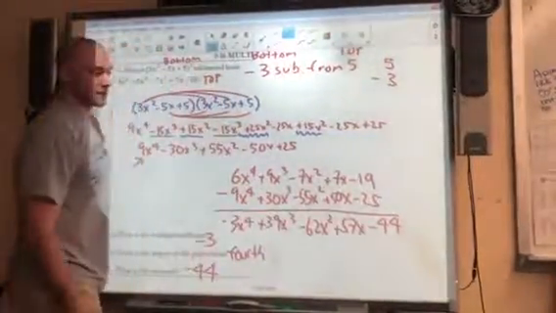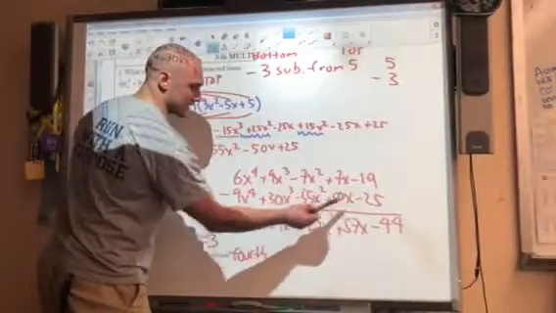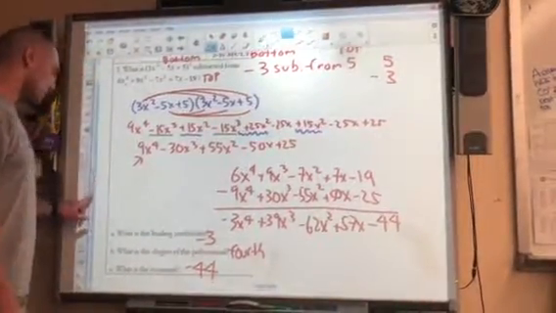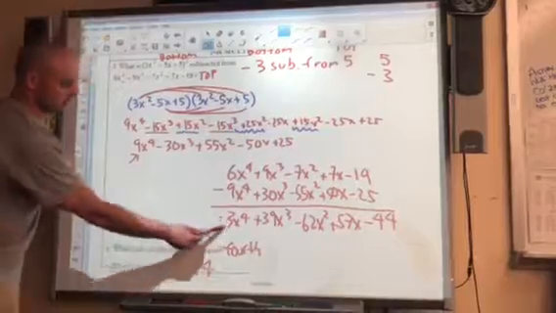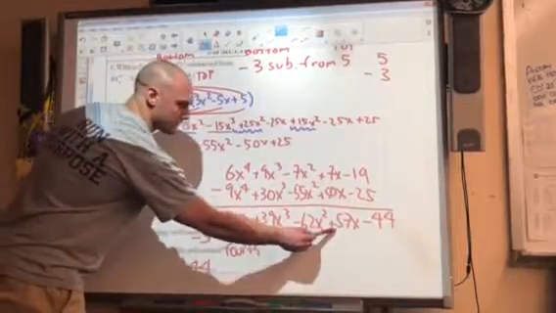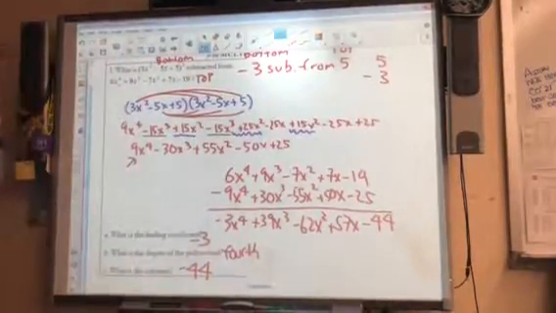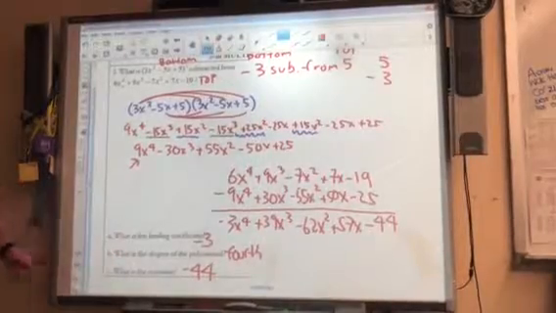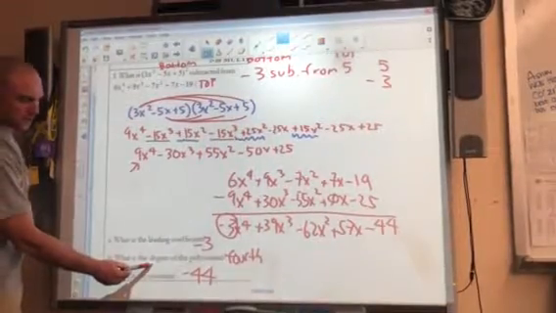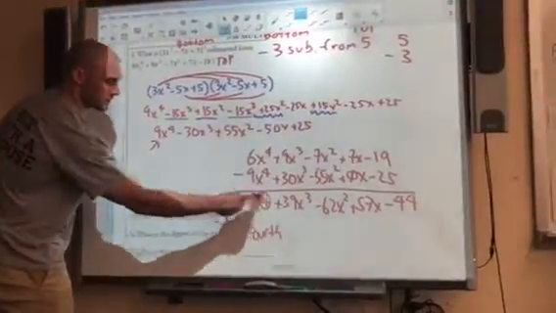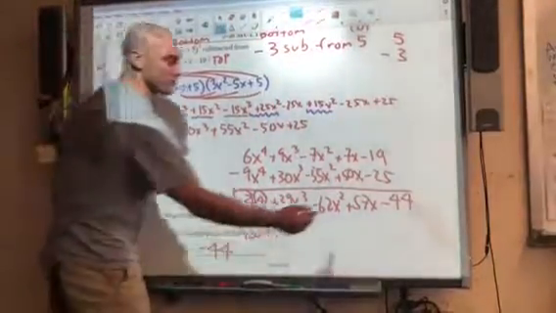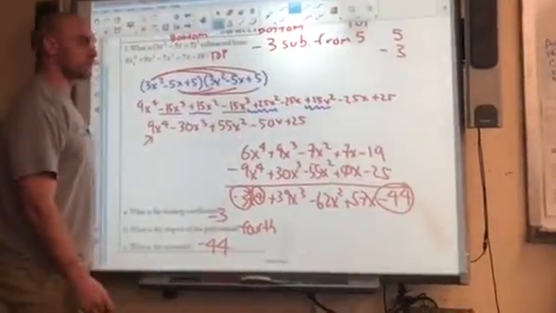Now I just go ahead and combine like terms in each row with my constants, my x's, my x squareds, x cubes, and x to the 4th. So we end up here with negative 3x to the 4th plus 39x cubed minus 62x squared plus 57x minus 44. So some questions here. What is the leading coefficient? Well, that would be negative 3. What is the degree of the polynomial? That's the highest exponent, so that would be 4. And then what is the constant, right? A constant is just the number with no variable, so that would be negative 44.